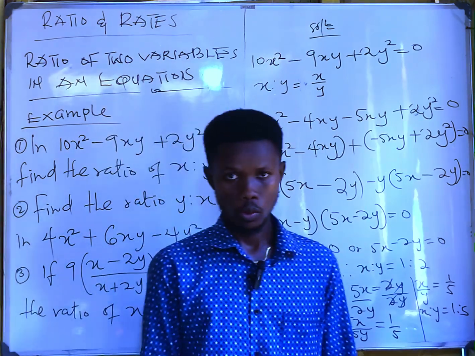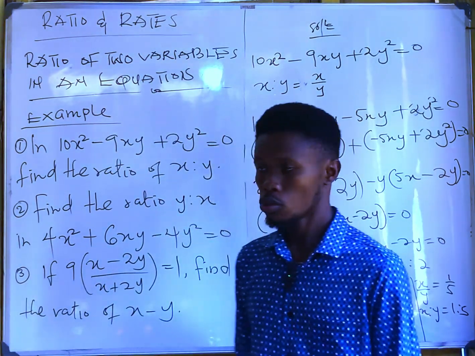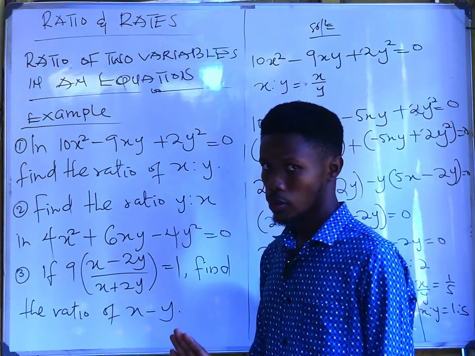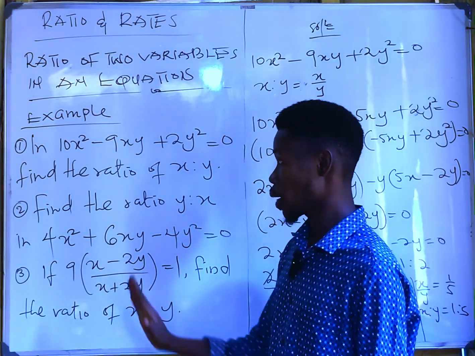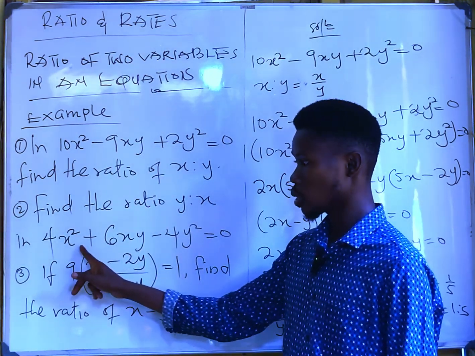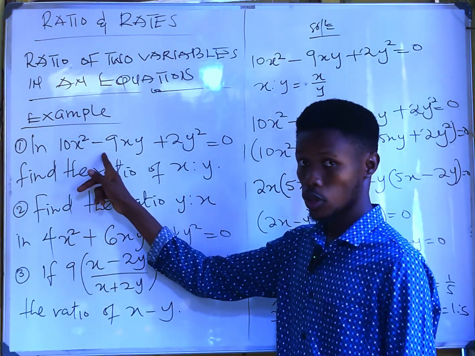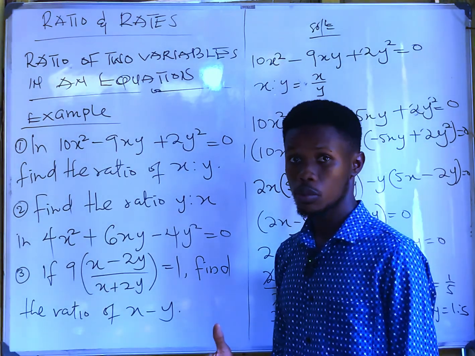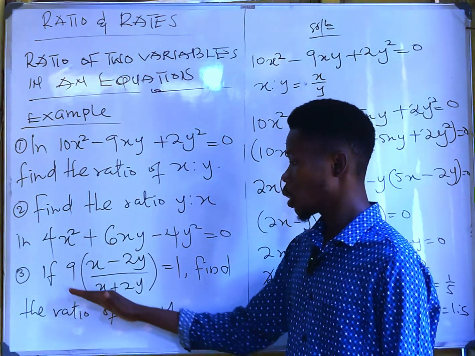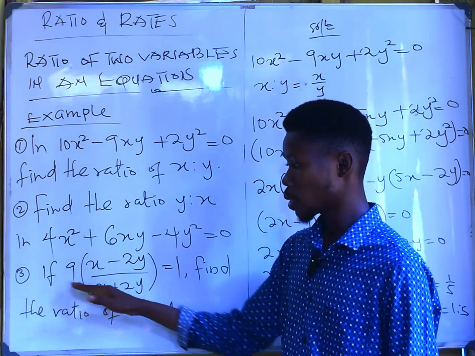Let's move to the next one. So what I'm going to do is that I will leave the second one for you to try, to see whether you really understand, because you realize that the second one and the first one are almost the same. This is quadratic, this is also quadratic. So if you use the same algorithm or procedure that I used, you also get the same thing.